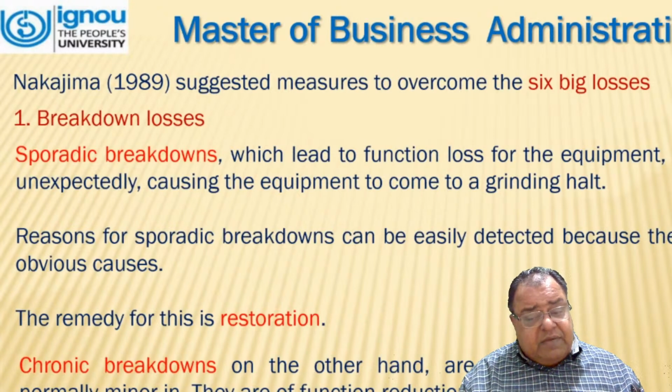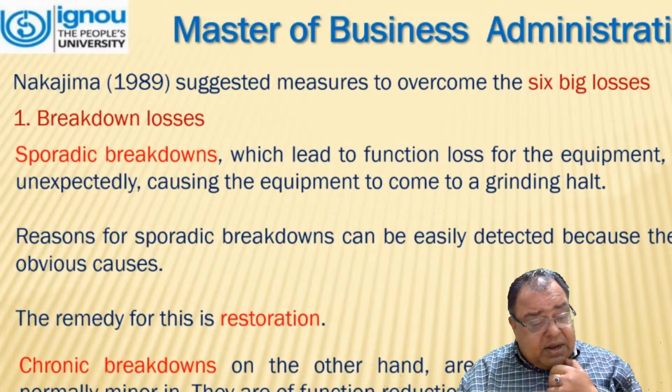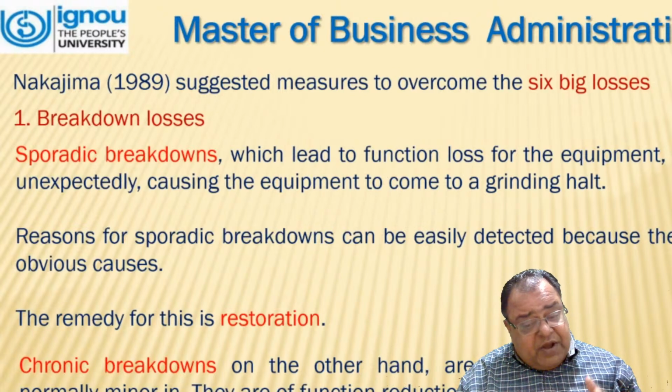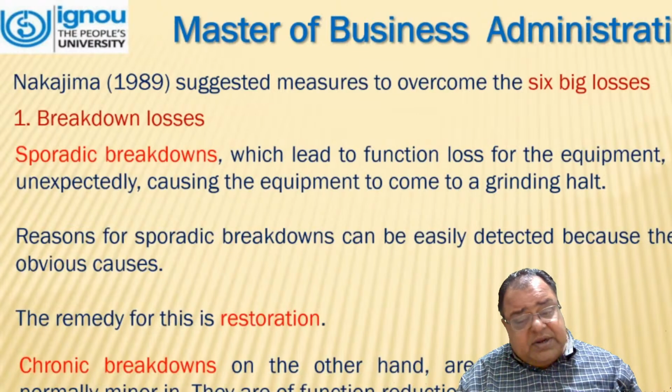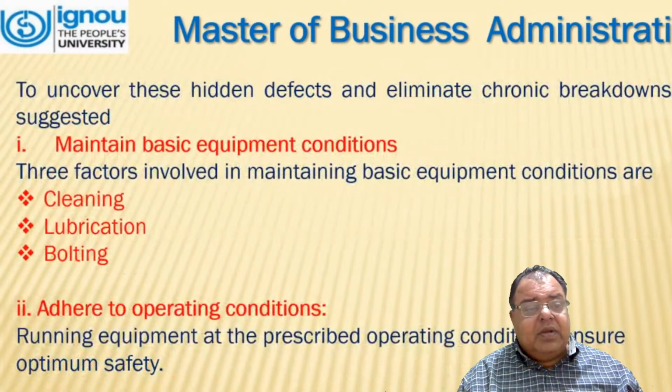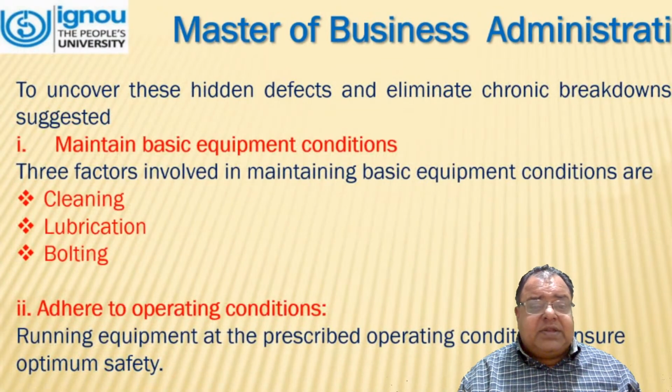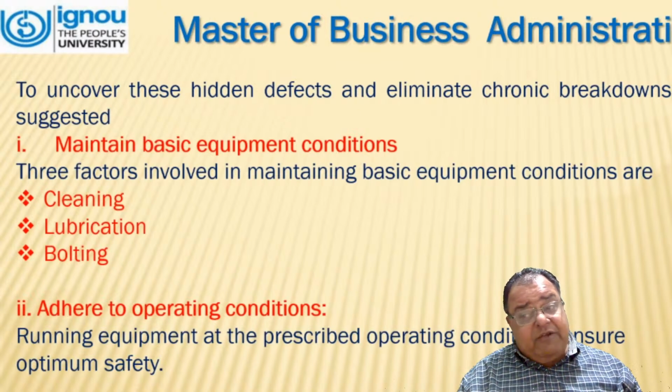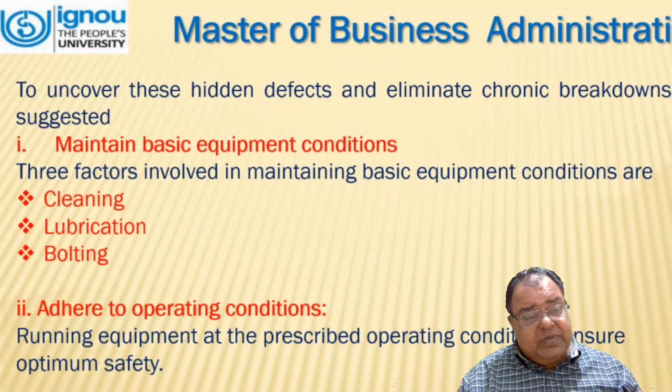Then come chronic breakdowns. These, on the other hand, are frequent and normally minor. They are of function reduction time and hence generally not taken seriously. Chronic breakdown occurs due to the combination of unclear causes. To uncover these hidden defects and eliminate chronic breakdowns, five measures are suggested.